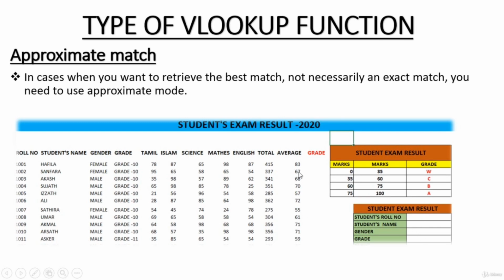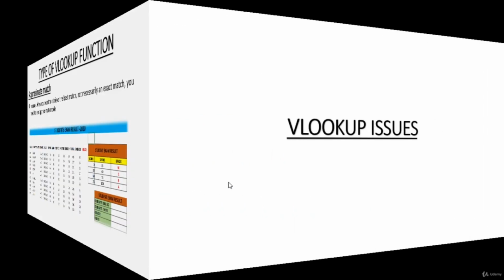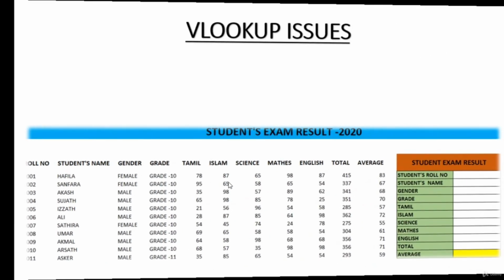If the student gets an average of 67, it falls between 60 to 75 marks, so the grade should become B. The B should appear here. Likewise, if you want to retrieve the data for the best match, we can use the Vlookup function's approximate match. Now we are going to look at what the Vlookup issues are.